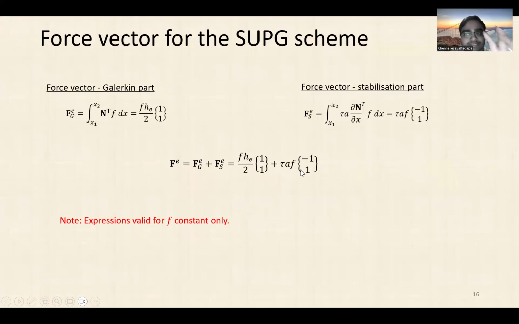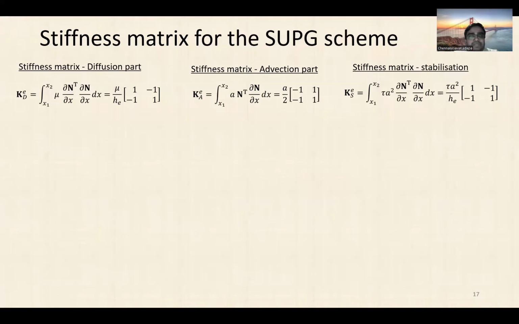Right. Okay. So next we are going to look at the stiffness matrix for the SUPG scheme. In this case we have three terms. The first two terms were from the earlier derivation, that is without stabilization, by applying the Galerkin method. And the third one is from the stabilization. The first two parts, the diffusion part and the advection part, are the same, and we have the stabilization part, which is exactly like the diffusion term, except that we have a different constant here. So instead of mu, we have tau a square. Everything else is the same: tau a square by he, times 1, minus 1, minus 1, 1.